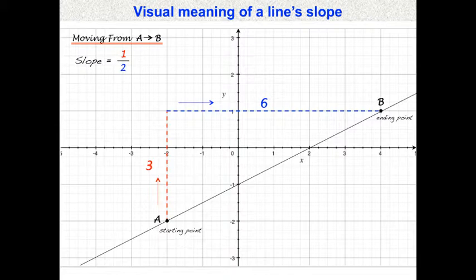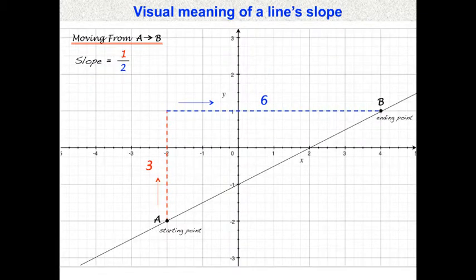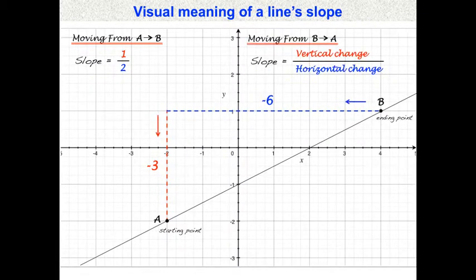Now you may be thinking, well, what happens if I move from point B to point A? Does anything change? Well, maybe it does and maybe it doesn't. Let's take a look. Again the slope is defined as the vertical change divided by the horizontal change. Nothing special about that. So starting from B, if we go to the left, we have to move minus 6 units, and then from there we have to go down minus 3 units to get to point A.